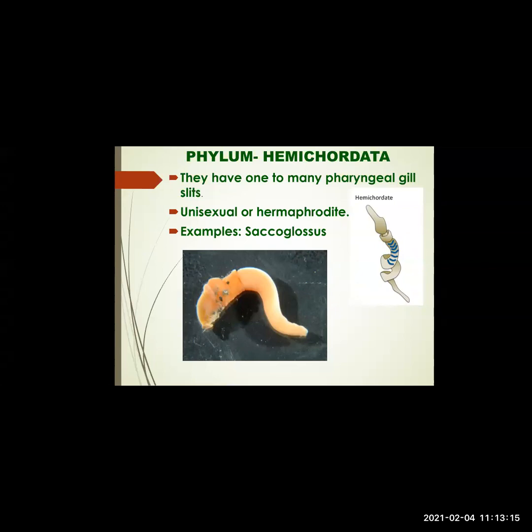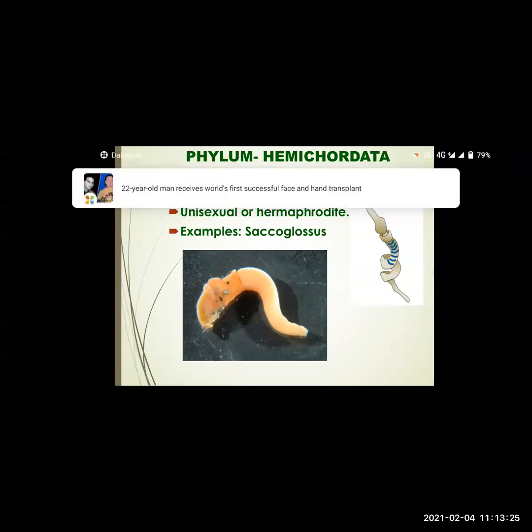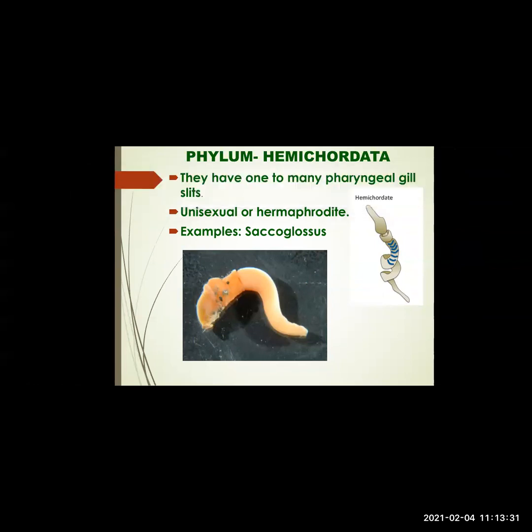Unisexual means what? The animal might be a male or a female. But some are hermaphrodite. Hermaphrodite means they have both reproductive systems present in the same organism or same animal. Now, how is the symmetry? They are bilaterally symmetrical.